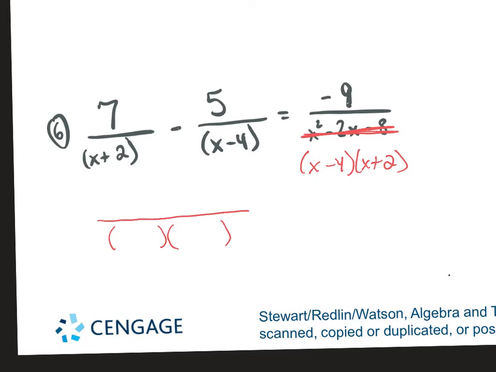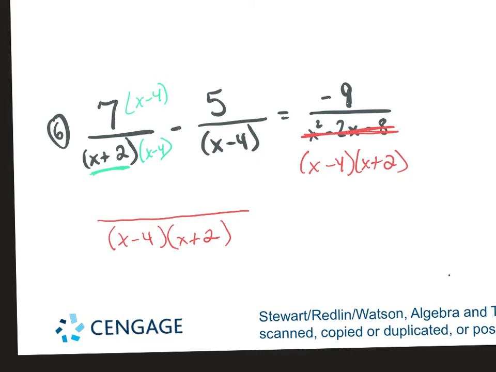Plus 2. Perfect. x minus 4, x plus 2. So look at each fraction independently, guys. This one has the x plus 2. What is it missing? x minus 4. Correct. So if I multiply the bottom by x minus 4, now look, the denominators look the same. What I do to the bottom, I do to the top, right?